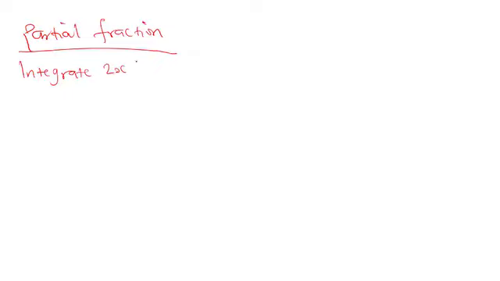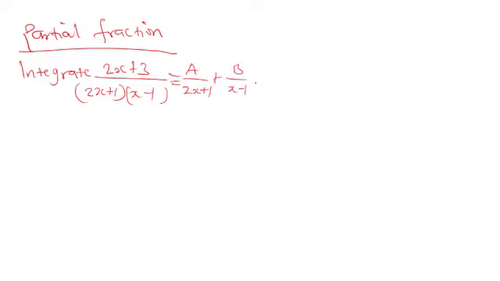(2x plus 3) over (2x plus 1)(x minus 1). Now if you are told to get the integral, naturally in partial fraction there's something called the sign of equivalence. So you now say it's equivalent to A over (2x plus 1) plus B over (x minus 1). That is the sign of equivalence in partial fraction. Now let's solve it.